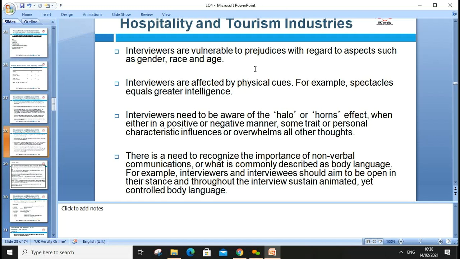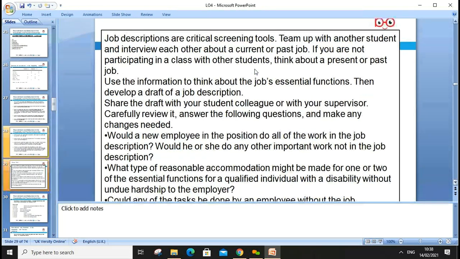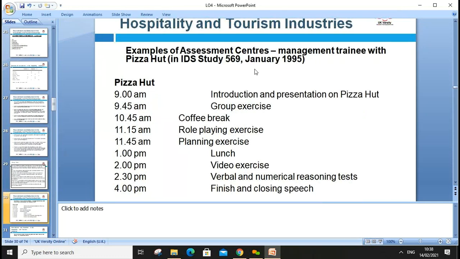Okay, next we're looking at how the interviewer is vulnerable, as in the previous discussion, with regard to the aspects of gender and age. Interviewers are affected by physical cues. These are all the points we need to consider. I'm not going through them one by one, but make sure that when we do a job description, as we mentioned, a job description is a critical screening tool, you team up with another student and interview each other about your current and past job. If you are not participating in the class with your student, think about it. Of course, at the moment I'm recording this, but please, you can do this as well. You can ask and think about these questions.